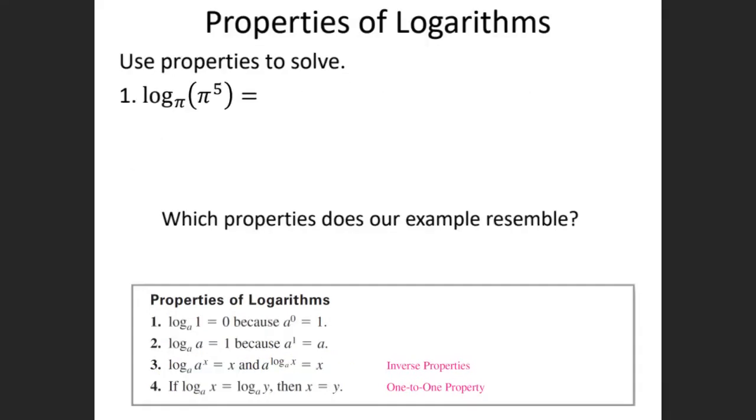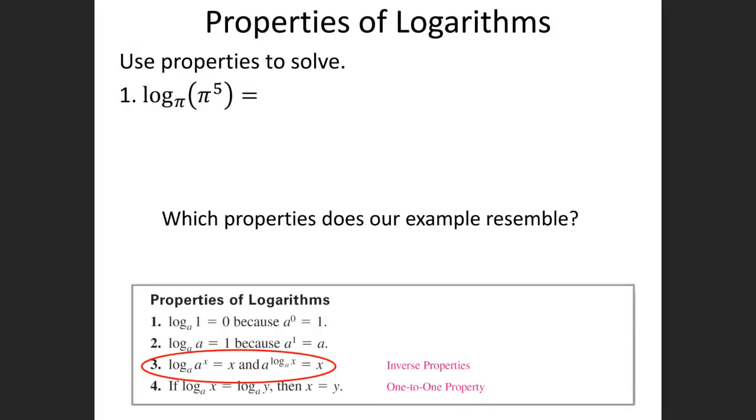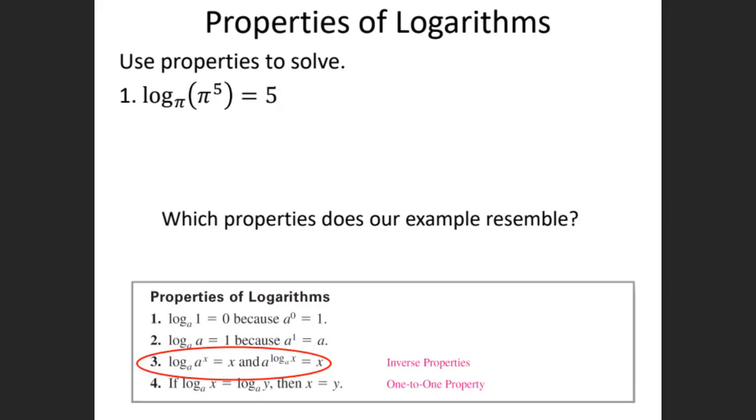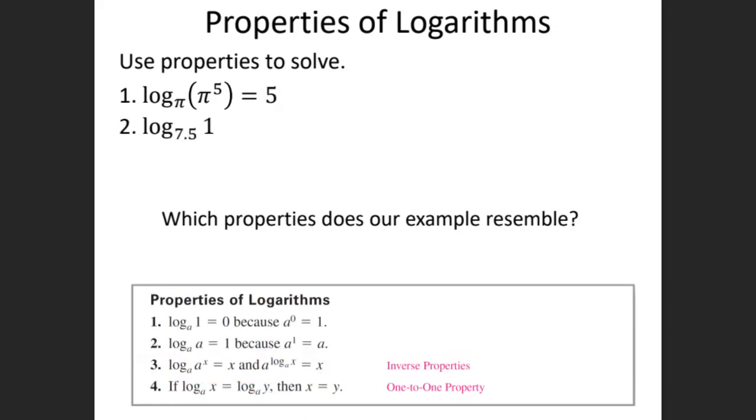All right, let's go ahead and solve this one. Use properties to solve: log of base pi of pi to the 5th power. Hopefully with that previous example, we know what the answer is just by looking at it. We're going to use the same property, that when we have a log of a given base and we're inputting that same base raised to a power, the answer is just the exponent. So on this one, our answer is just going to be 5.